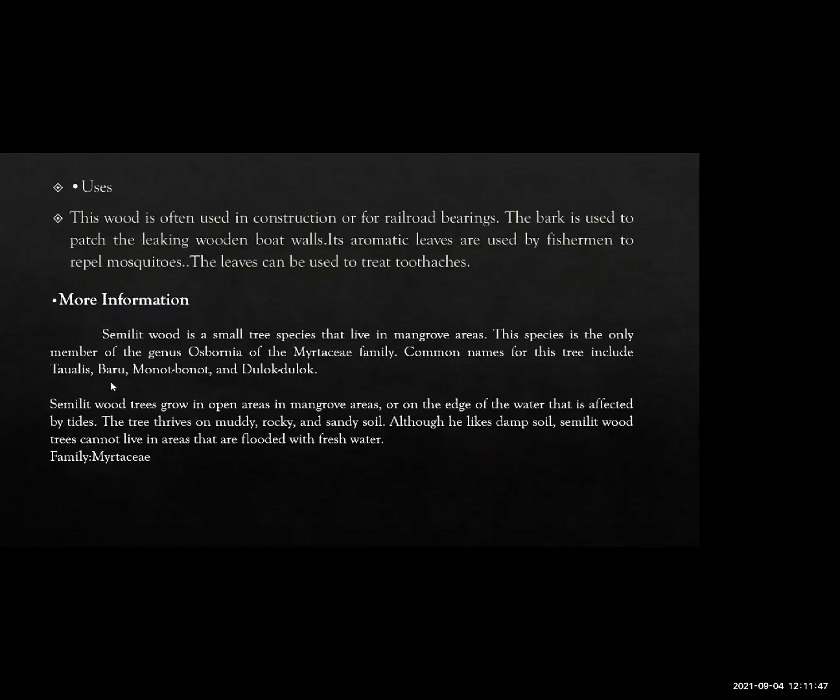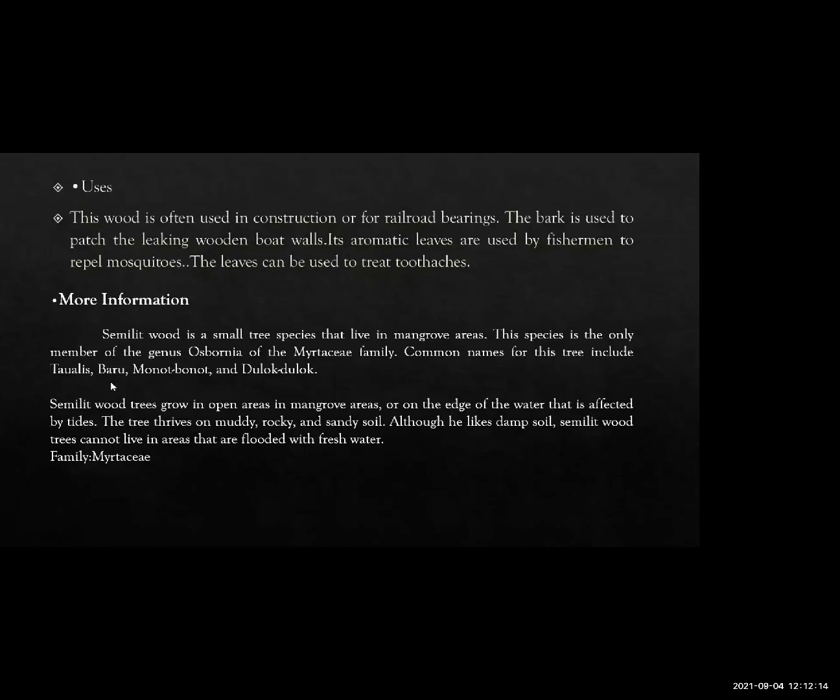Uses. This wood is often used in construction or for railroad bearings. The bark is used to patch the leaking wood in boat walls. Its aromatic leaves are used by fishermen to repel mosquitoes. The leaves can be used to treat toothaches.